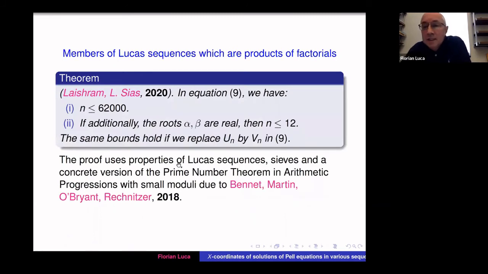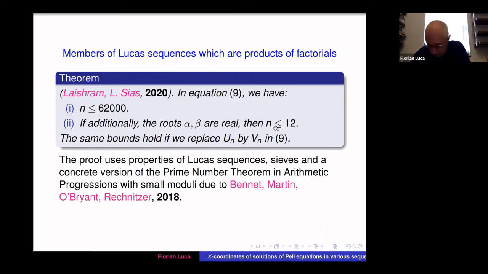What I suggested to Mark to say, let's take any Lucas sequence, and let's prove that if the nth member is a factorial or a product of factorials, then n has to be bounded unconditionally and absolutely. It shouldn't depend on the particular Lucas sequence. And we bounded it by 62,000. And in addition, if the roots are real, then n is at most 12.